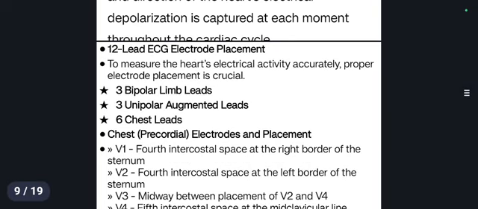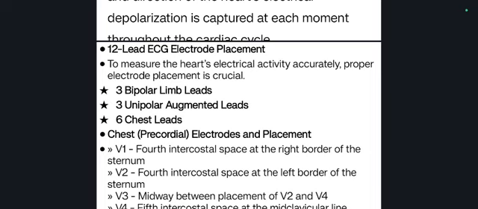The 12-lead ECG electrode placements are to measure the heart's electrical activity accurately. Proper electrode placement is crucial for detecting heart rhythm abnormalities. To diagnose rhythm abnormalities, rate abnormalities or any other abnormalities of the heart, ECG is the best method.